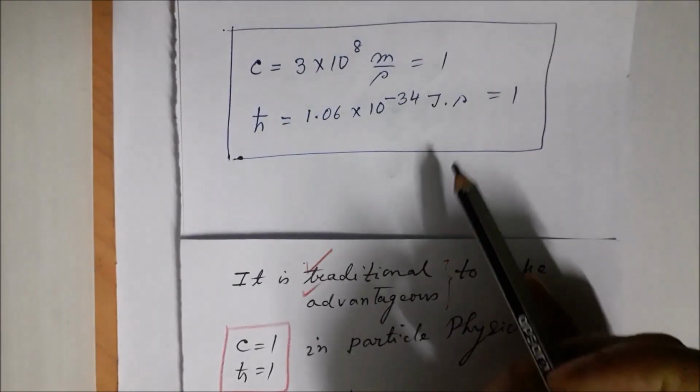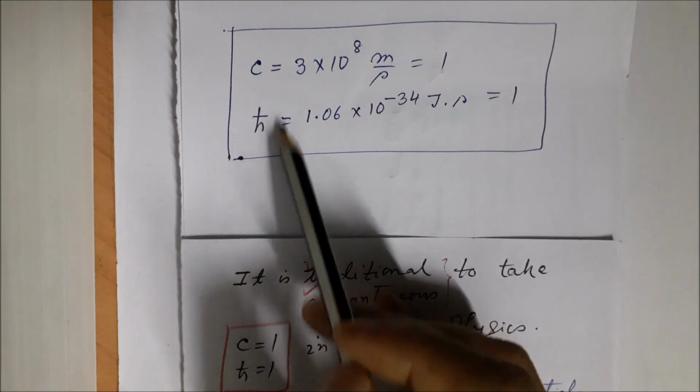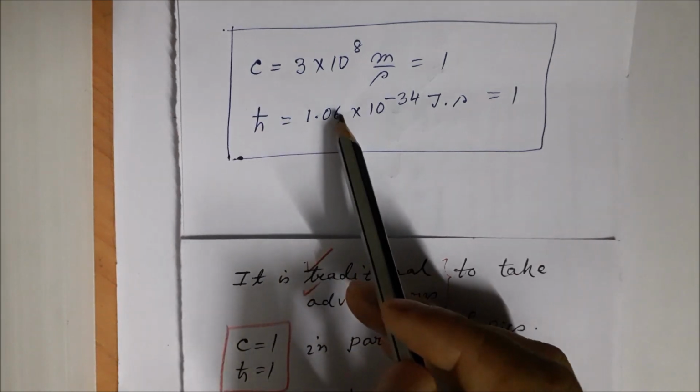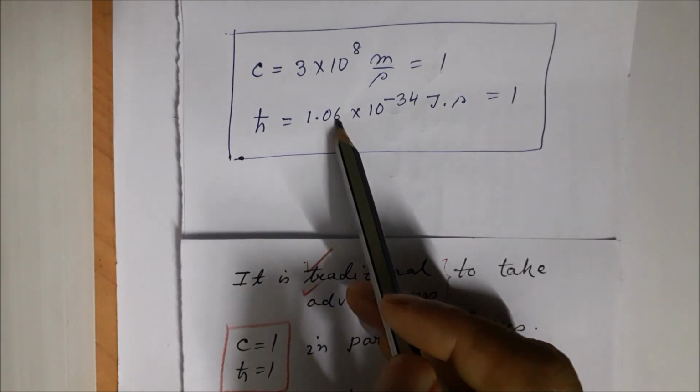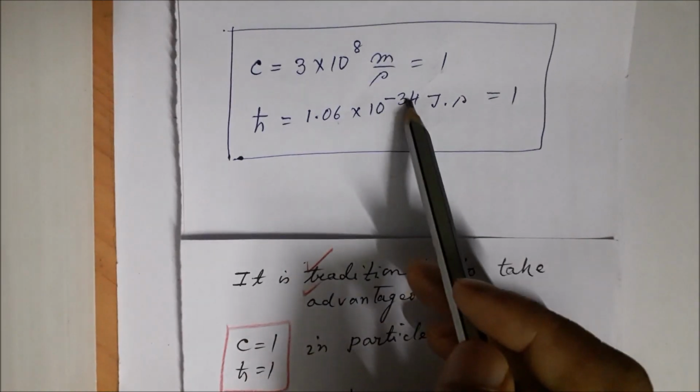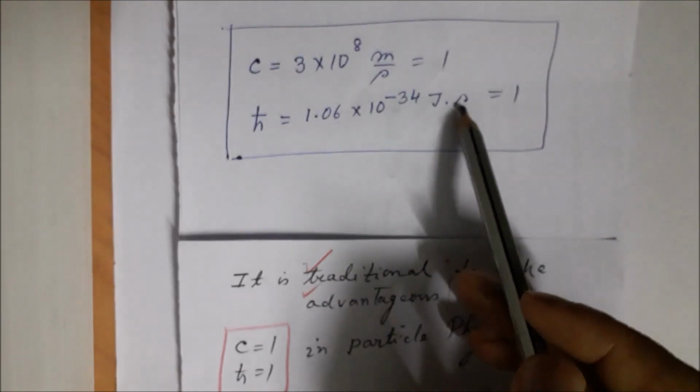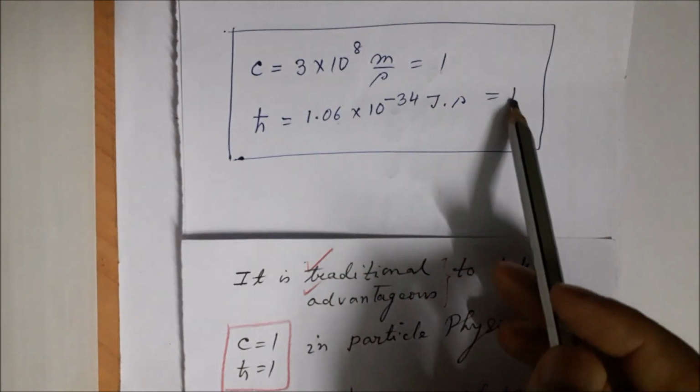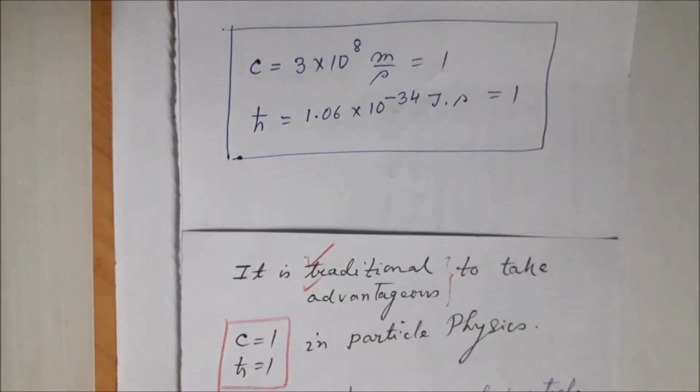It is not that C is taken to be 1 meter per second or something like that. In its entirety we take C equal to 1, and instead of ħ, which is 1.055, that is 1.06 into 10 raised to the power minus 34 joule second, in its entirety we take it to be 1.